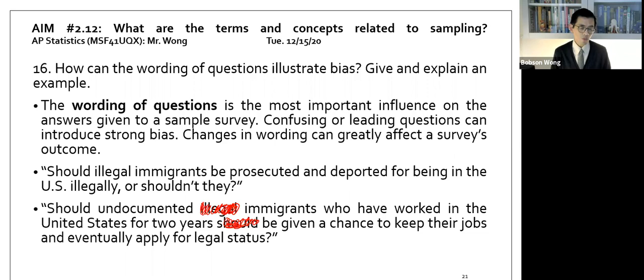How would you do this to minimize this? Perhaps you would phrase this as, should undocumented immigrants be given a chance to apply for legal status or not. That would be less biased than the first or the second one.